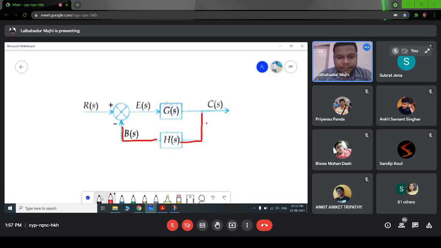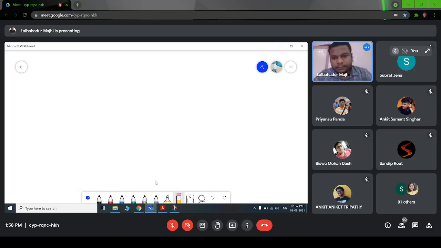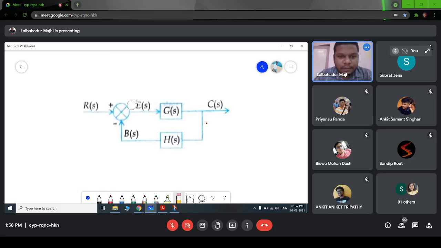So suppose we have to consider only this part, up to this part, okay. So that means this is an open loop system. There is no feedback path. So that means this will be this.